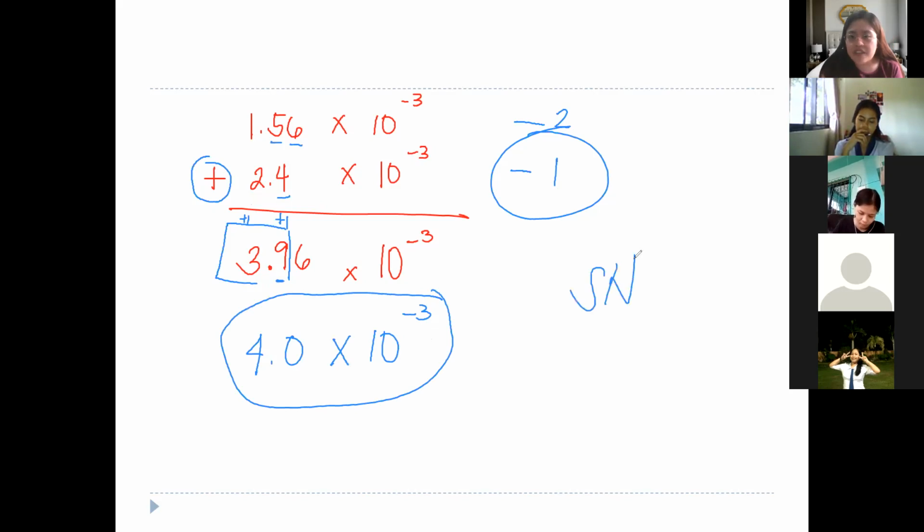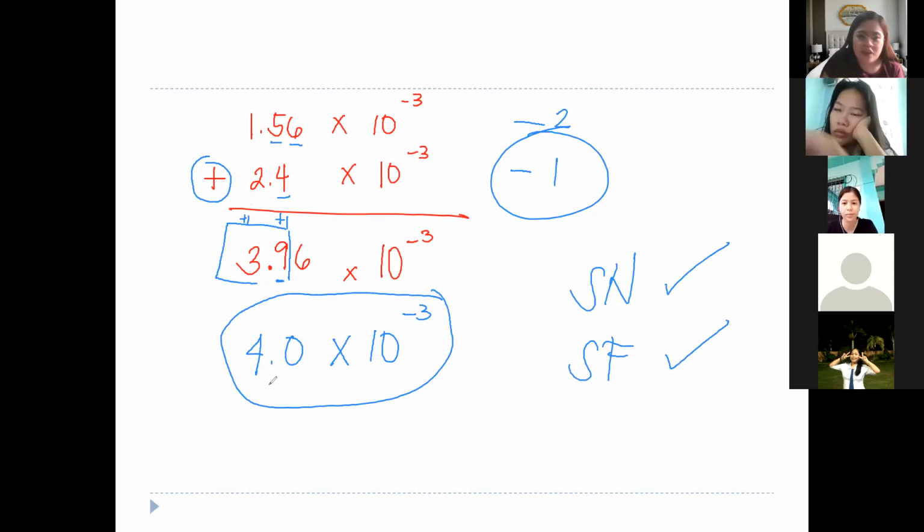So, rules of scientific notation, check. And significant figures, check. If you look at it, this 4.0 has one decimal place. So, that's how you do it. Even if I give you scientific notation, do not forget the rule on significant figures. Okay? Questions so far? None. So let's move on.